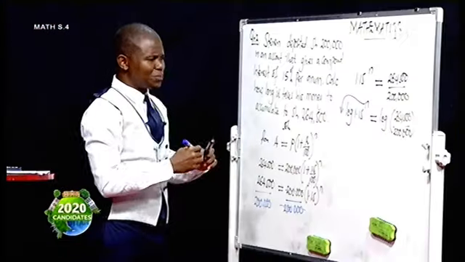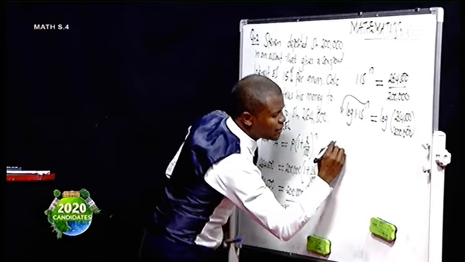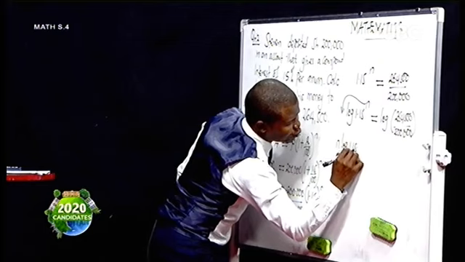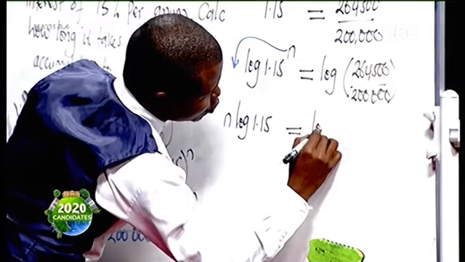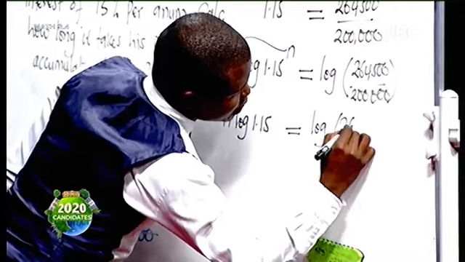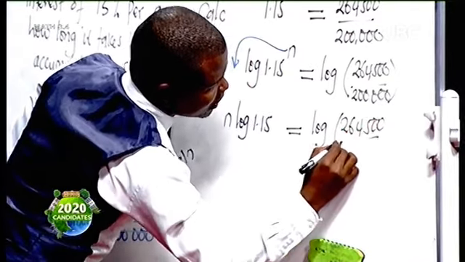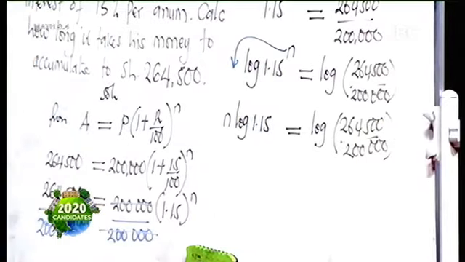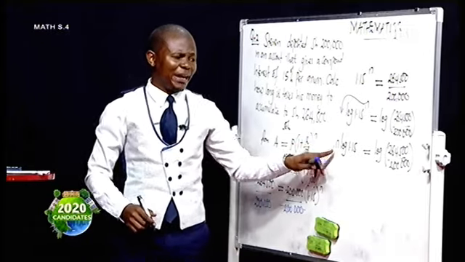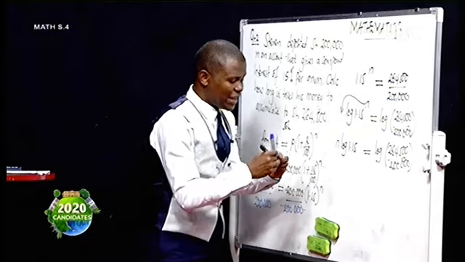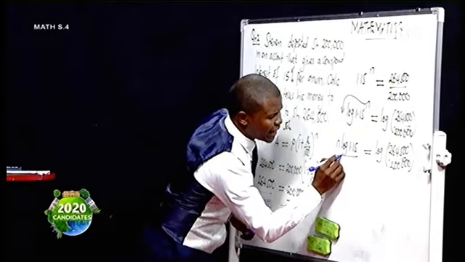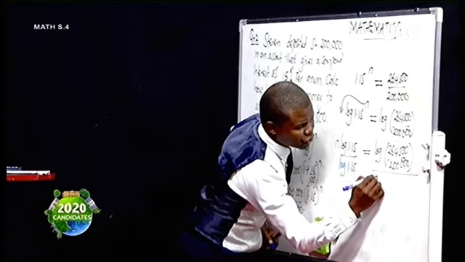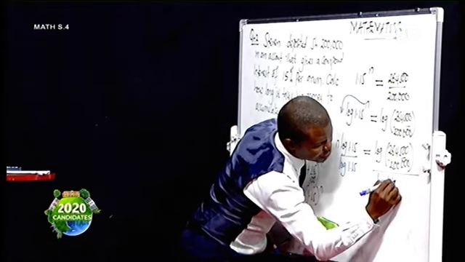When the n drops downwards, you will be left with n times the log of 1.15 is equal to the log of 264,500 over 200,000. Very good. So in order to get the value of n, I'm going to divide both sides. I'm going to divide both sides by log of 1.15. This side also by log of 1.15.